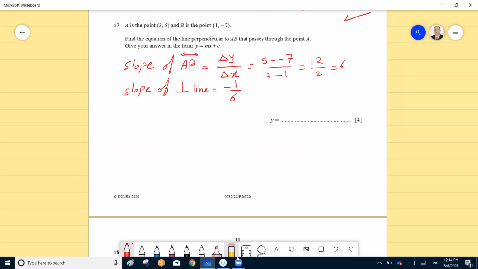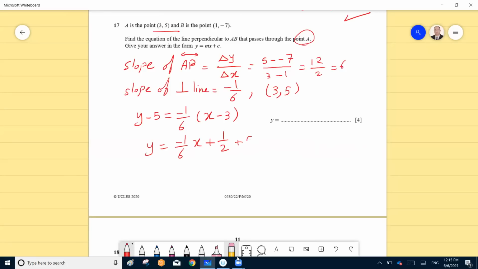So for the equation, you have a point already. This line perpendicular to AB passes through the point A here. So the point given with this slope is (3, 5). You can use the point-slope formula: y minus y1, which is 5, is equal to the slope, negative 1 over 6, times x minus x1, which is 3. So y is equal to negative 1 over 6 x plus 3 over 6, which is half, plus 5. So y is negative 1 over 6 x plus, if you add half and 5, 5 and a half, simply.